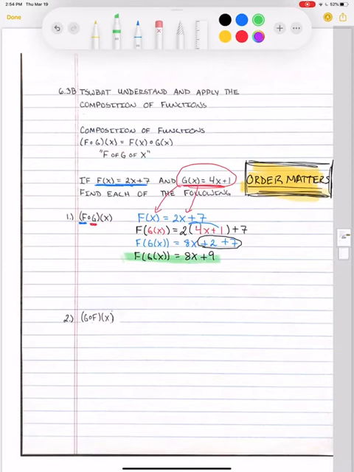Okay, now we're going to move on. Just for convenience's sake, I'm going to rewrite my functions down here as well, and I'm going to erase this weird line.